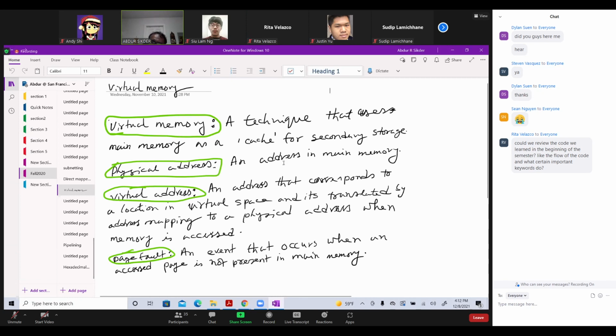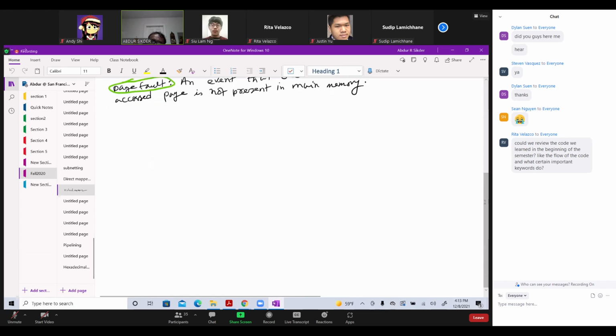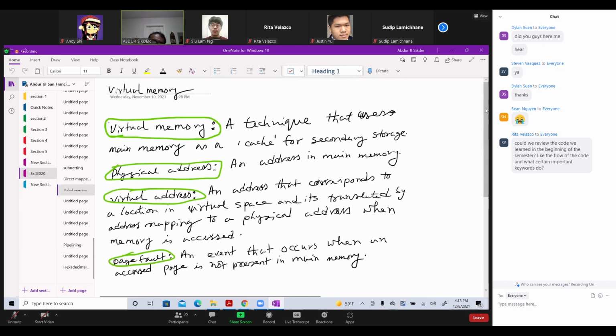Physical address, an address in main memory. That's it. Address in memory, they call it physical address. Virtual address, an address that corresponds to a location in virtual space and is translated by address mapping to a physical address when memory is accessed. So that's the virtual address. Not real, but virtual. Then you have page fault, an event that occurs when an accessed page is not present in main memory. So that's the definition for those virtual memory chapter.